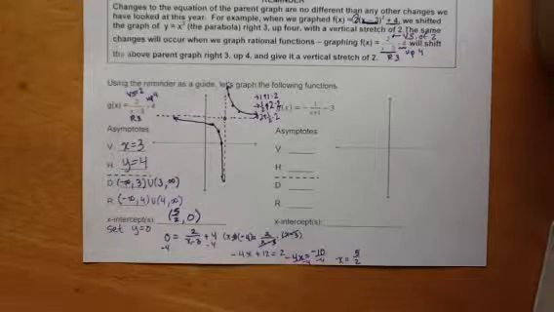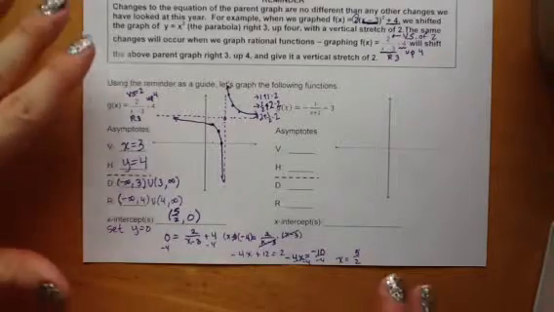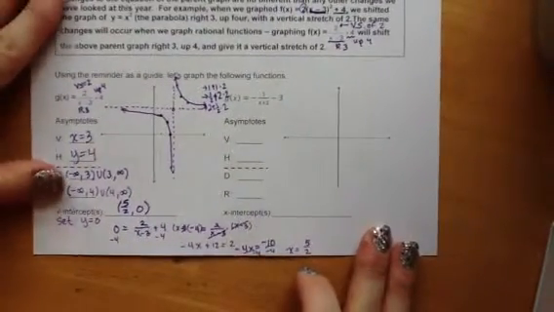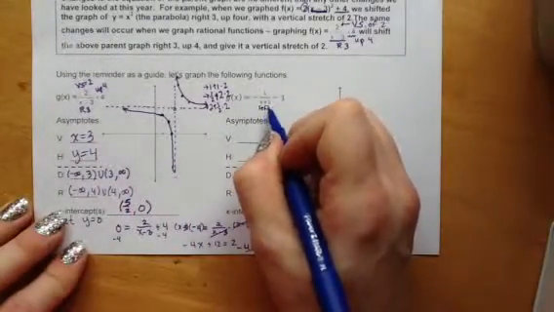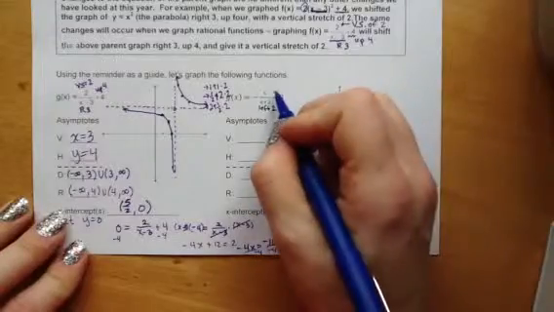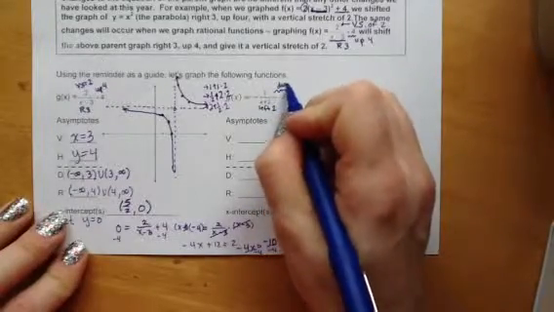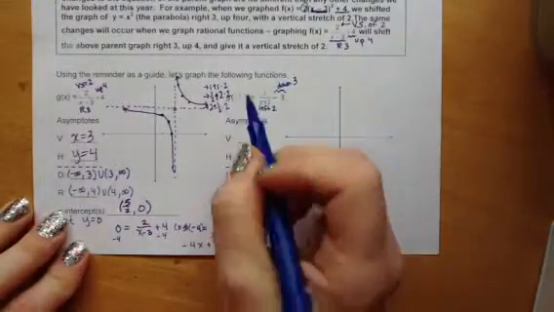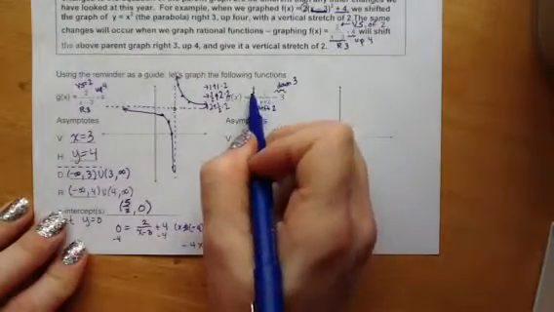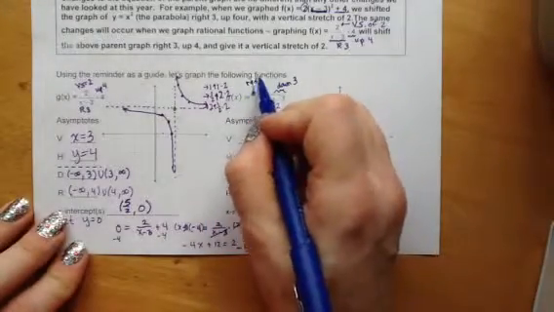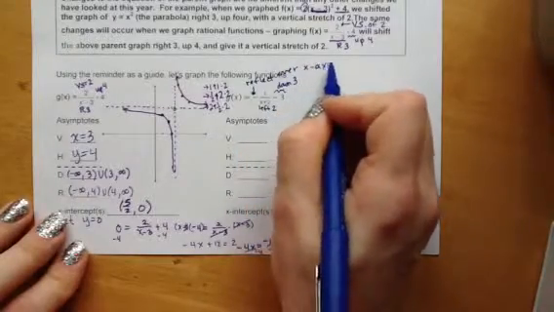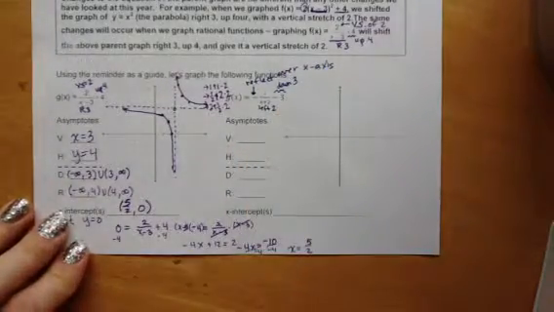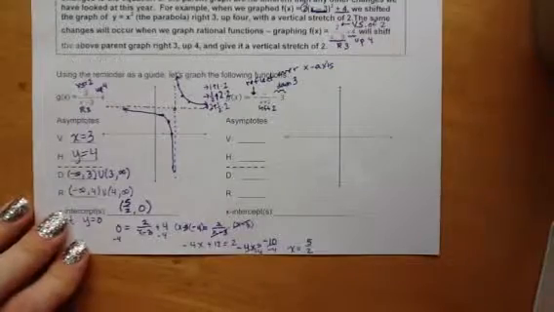Let's look at this second example. I want to start again by listing the transformations. So I have a shift. Inside here means left and right, so this is left 2, this is down 3, and then I don't have a stretch, but this negative out in front means I have to reflect over the x-axis. So all of my ups become downs, all of my downs become ups.